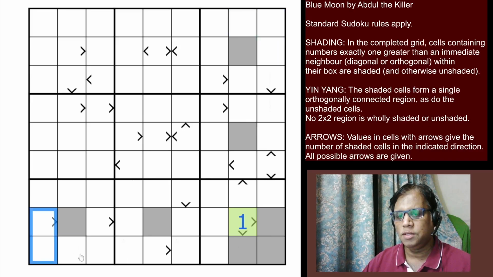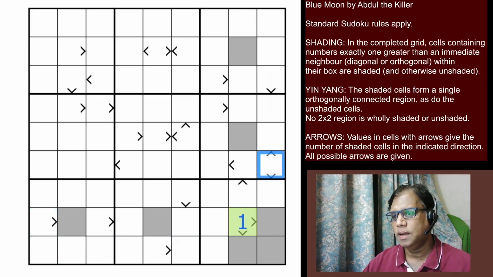Now we know that this is unshaded and then this will be shaded. The next one, this one. How can this be any other number? This is minimum 2, because there are 2 here. So this is minimum 2 and maximum this could be 3.